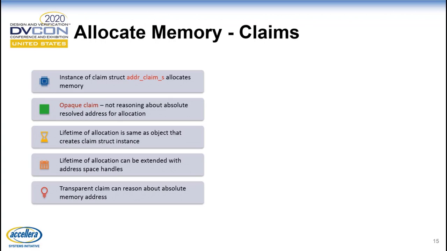Now, maybe you have an action that needs memory, and you allocated memory by using this claim struct as part of that action. Well, how long is that memory valid for? So the lifetime of allocation is a very important concept. There's a lot of details on that, but generally the lifetime of memory is the lifetime of the object that allocates it. In this case, if it's an action, the lifetime of an action decides the lifetime of that memory claim. And there are ways to extend that lifetime.